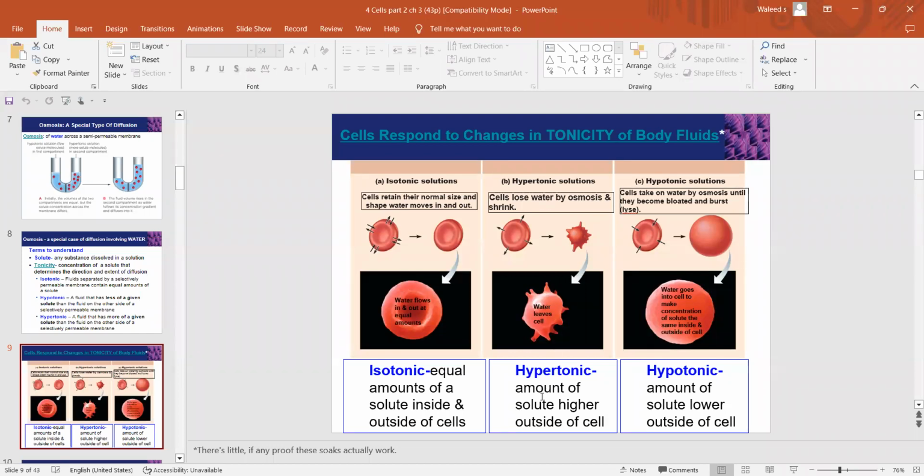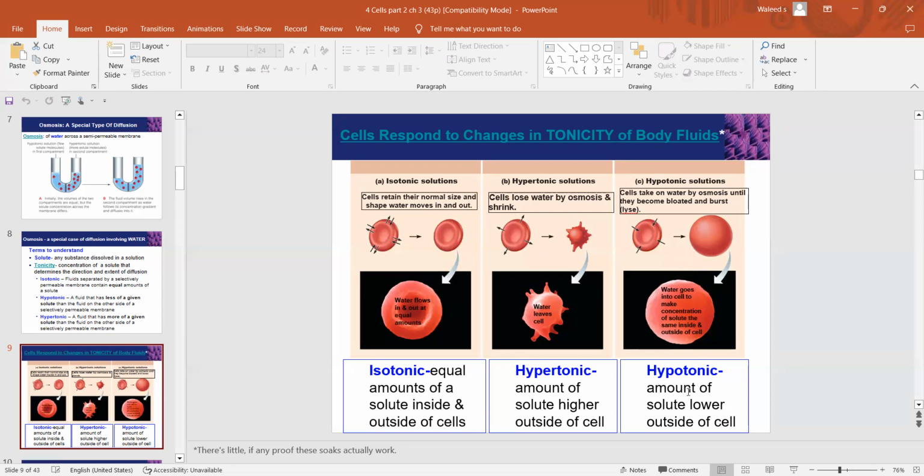So we compare the solution to the inside of the red blood cells. Hypertonic, what's going to happen? I already told you, if you put it in a hypertonic solution, it means the inside is hypotonic. So what's going to happen? I told you that the water is going to go from hypo to hyper. So the water is going to leave the cell, and red blood cells will shrink. Looks like this, shrinking.